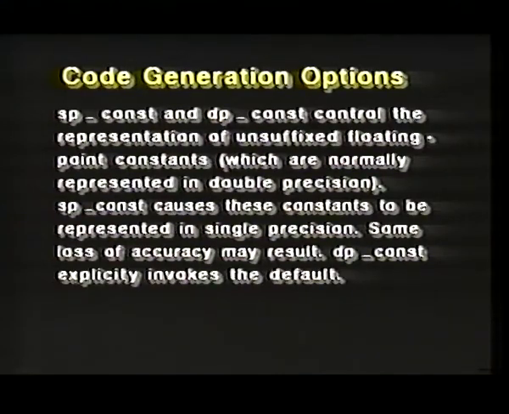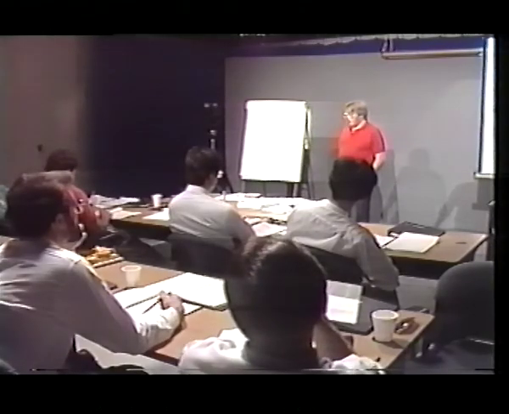SP constant and DP constant tell the compiler how to interpret floating point constants. If you have a constant of 3.1415 in C, this will always be evaluated as a double precision constant. Evaluating this as a double precision constant when you're doing floating point work can inhibit optimization, and it will also slow down because you have type conversion. So SP const says interpret this as a floating point constant instead of double.